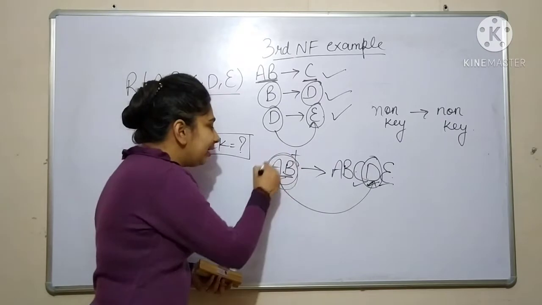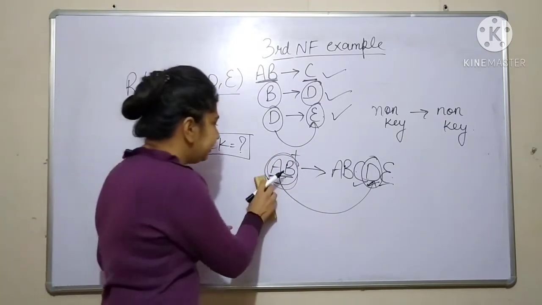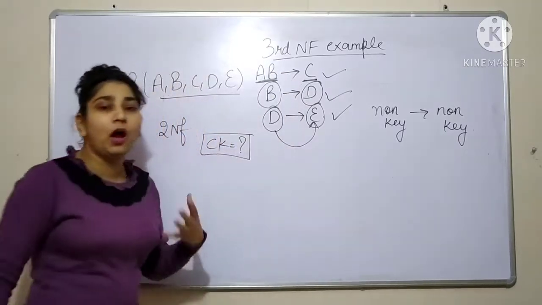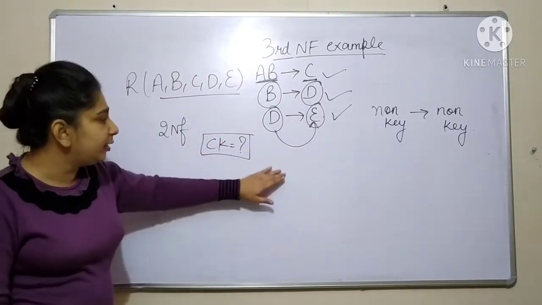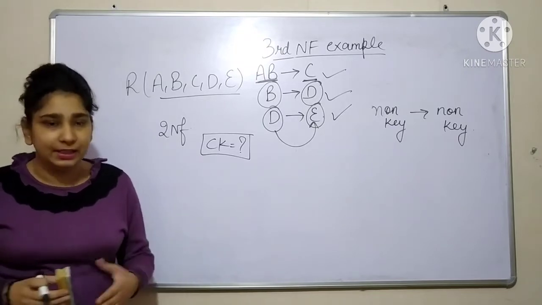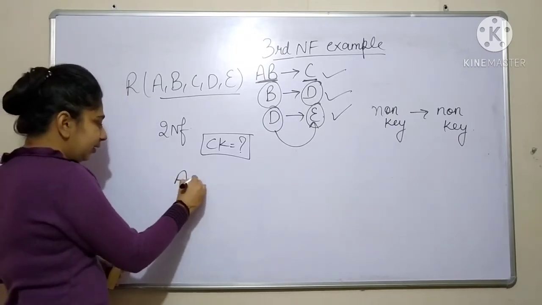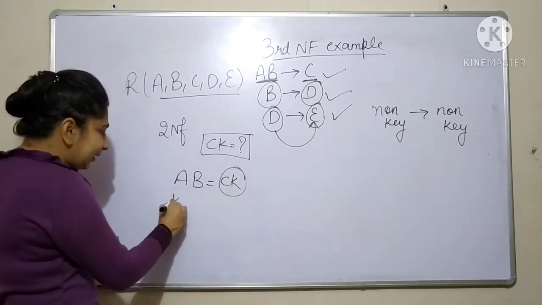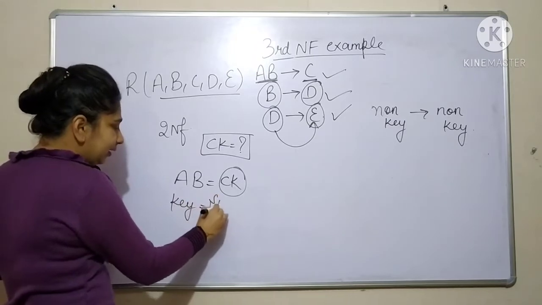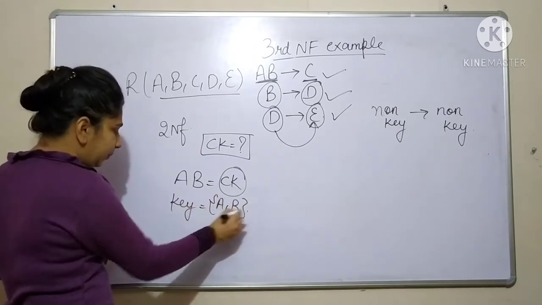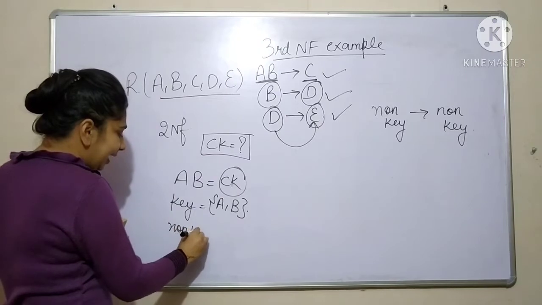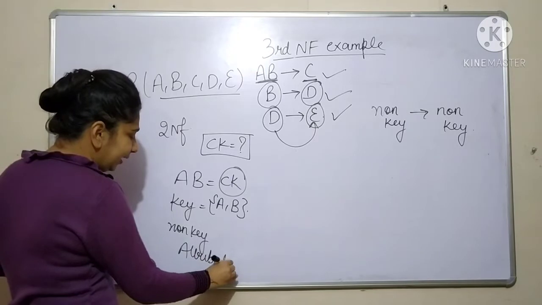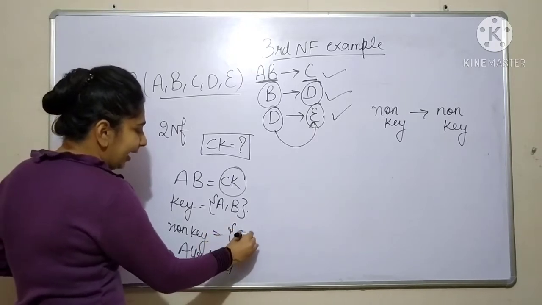So AB is the candidate key of our relation, and it is a minimal key; you cannot delete any attribute from this candidate key. So what is my candidate key? AB. And what key attributes do I have? The key attributes are A and B. What are the non-key attributes? The non-key attributes we have are C, D and E.